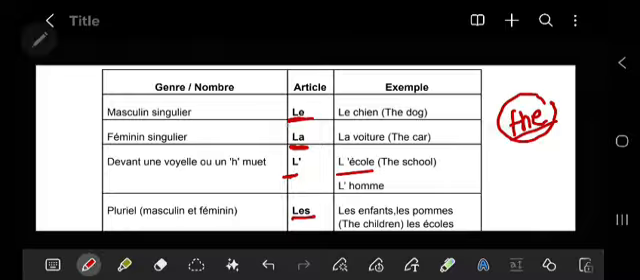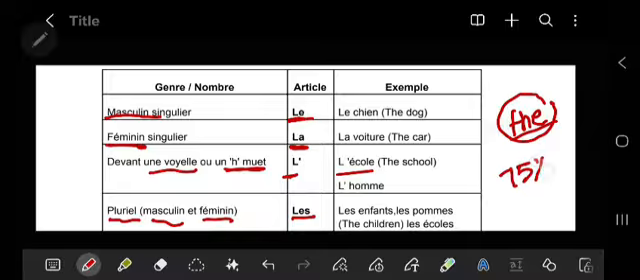Le is used for masculine. La is used for feminine. L' is used with vowels and the letter H. And then les is used for plural, either masculine or feminine. Now how do we identify which word is masculine and feminine? So there comes the 75% rule.